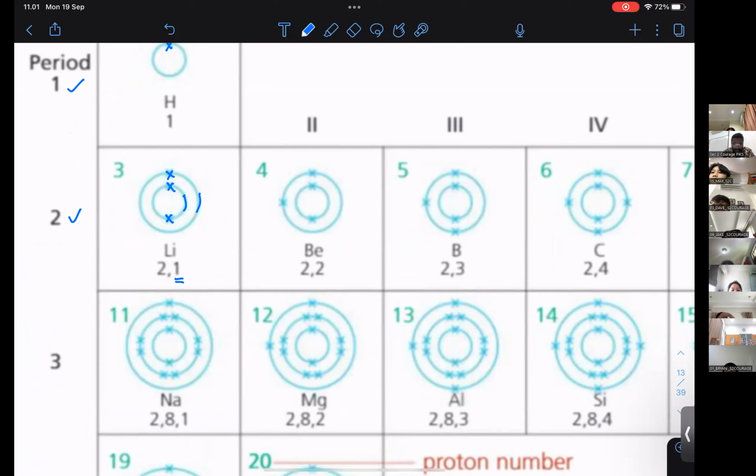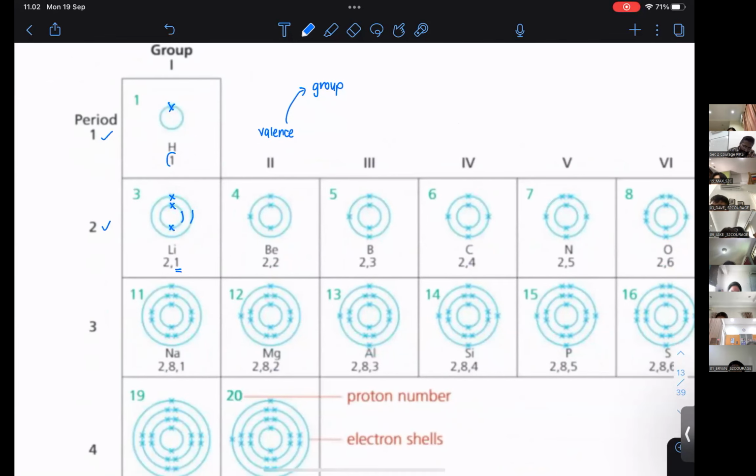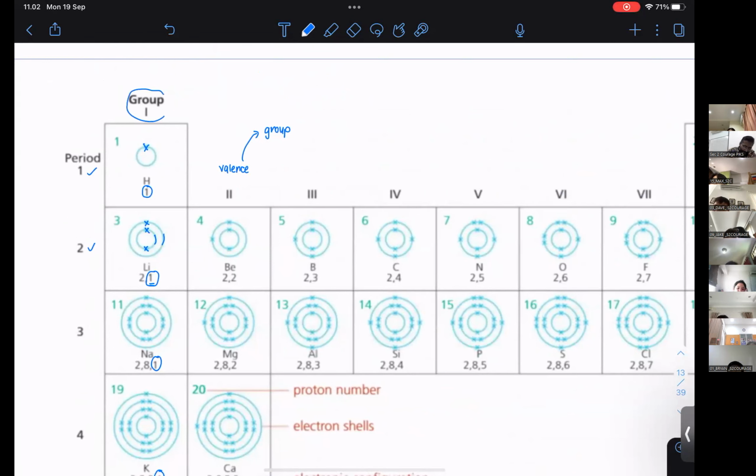So this one is going to be what we call the valence electron. This valence electron is going to tell us about two things. One is that the valence electron tells us the group number it belongs to. For example, valence number 1, all of them belong to group number 1. That is what the valence electron tells us about: the group.